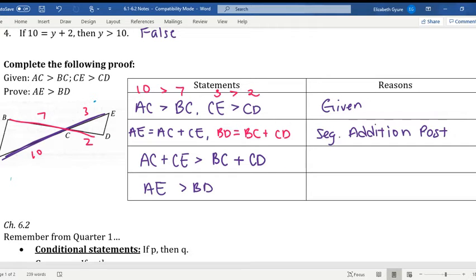Does that help a little, David? Yes? Okay, cool. So to get AC, you add up your little parts. To get AE, we add up our little parts. To get BC, we add up our little parts. And if you add 10 plus 3, it's still going to be greater than 7 plus 2. Better?